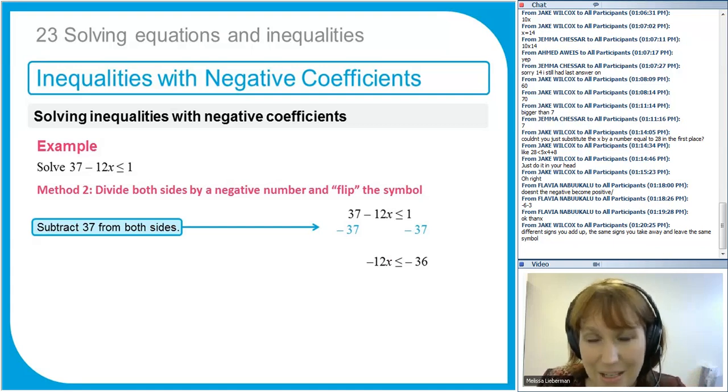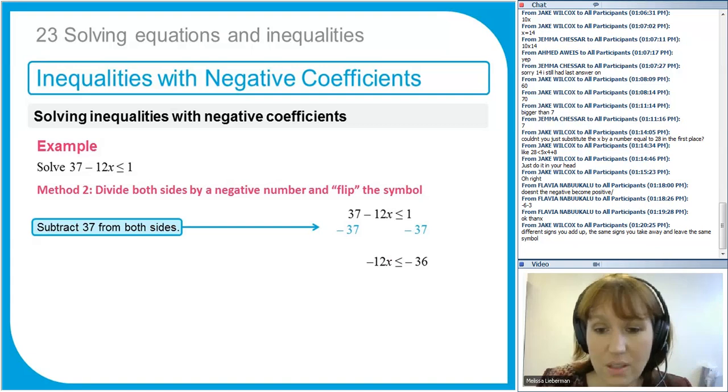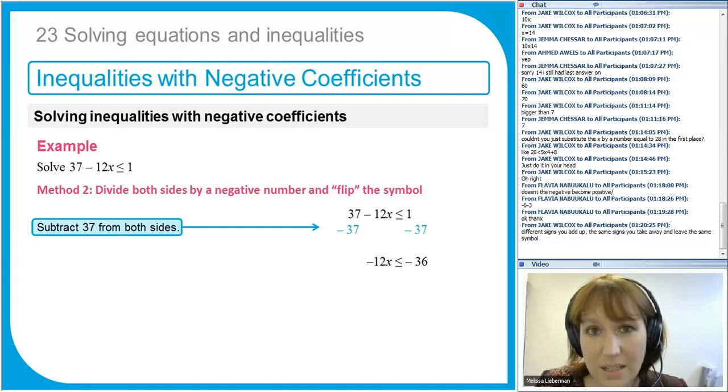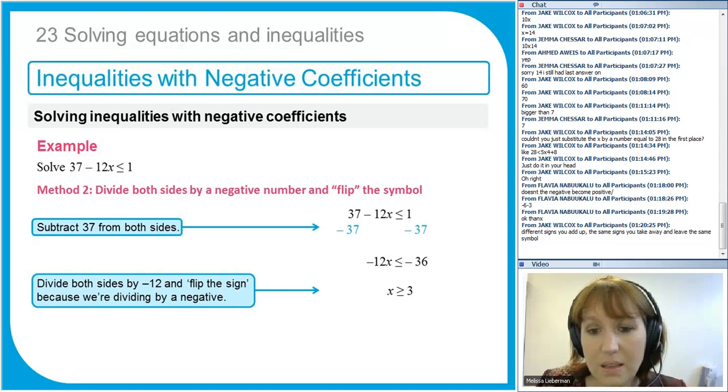Then to get the x on its own, we need to divide both sides by minus 12. Because we're dividing by a negative number, we have to change the direction of the sign. So dividing both sides by minus 12, minus 36 divided by minus 12, you should know that 3 times 12 is 36. That gives me x. Change the direction of the symbol. So x is greater than or equal to 3. Are you happy with that?